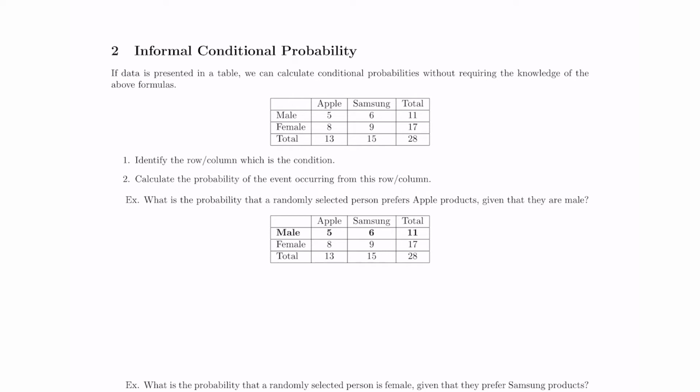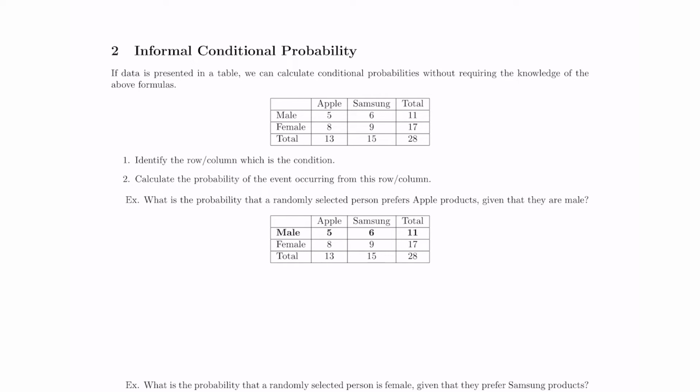So how do we actually condition on a table? First, we need to identify the row or the column which is the condition, right? And then once we've done that, we just calculate the probability of the event occurring from that conditioned row or column. So what do I mean by that? Well, let's take a look at an example. It's a lot easier than it sounds.